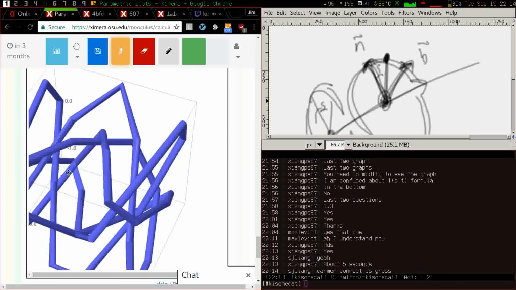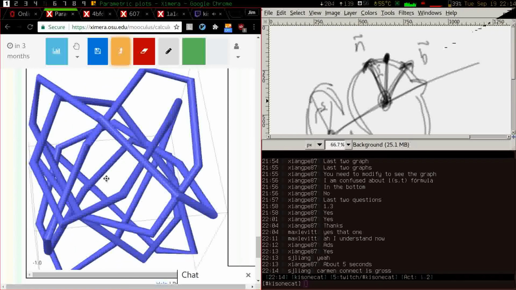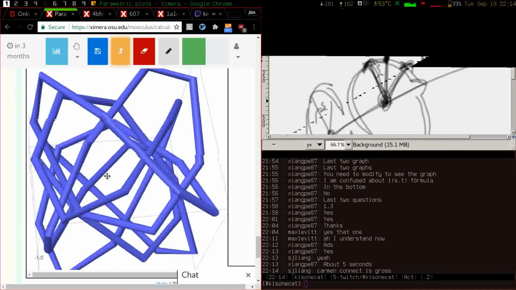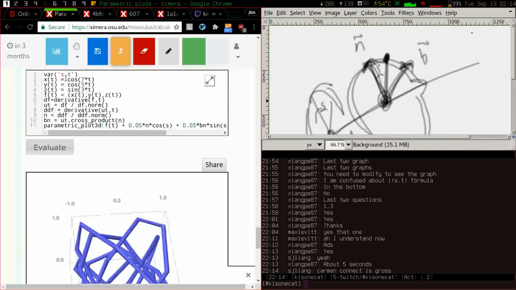I wish I could up the number of samples in this thing. There must be a way to do that. Yeah, it's hard to tell if this thing crosses itself. It looks to me that it doesn't cross itself. It's kind of fun. It looks so complicated. If I could increase the number of samples, then we could look at cosine 7t, cosine 5t, sine 3t.